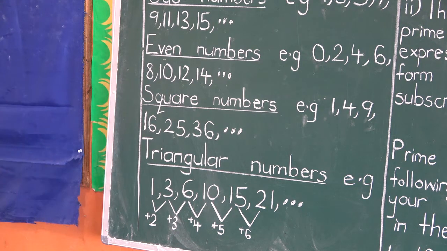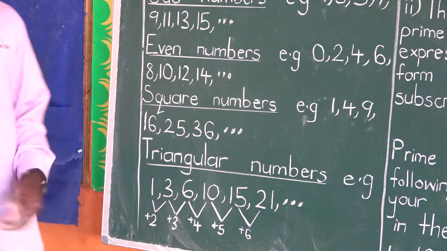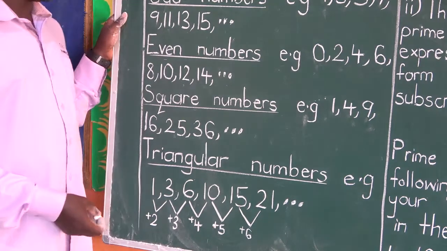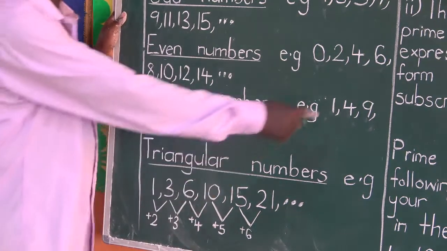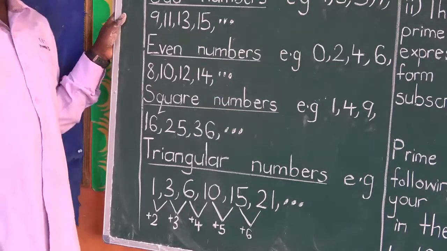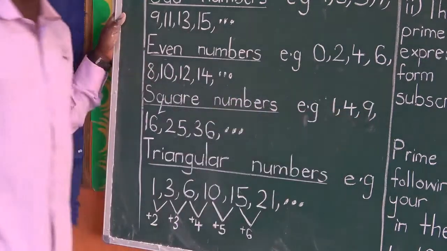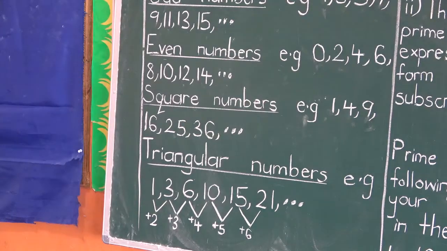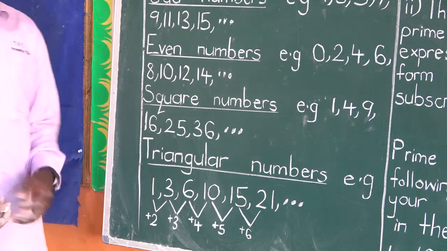So that's about squares. Square numbers are got by multiplying a number by itself. Where you say 1 times 1 is equal to 1, that's the first square. 2 times 2 is equal to 4, the second square. 3 times 3 is equal to 9, that is the third square, like that. Then we go to triangular numbers.